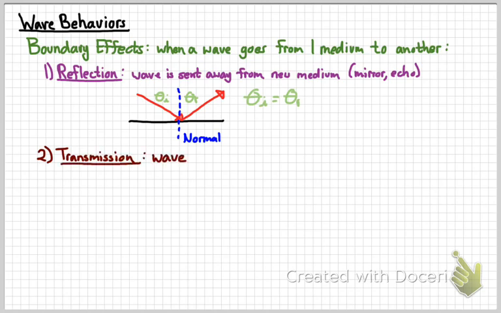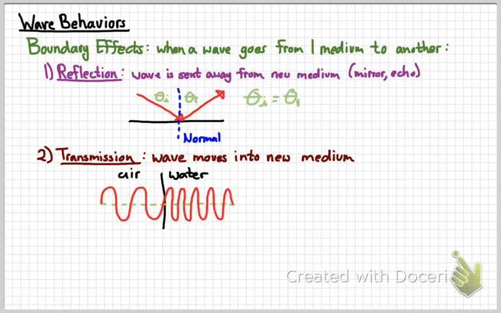The second thing that could happen is transmission. That just means a wave moves into the new medium, kind of like light going through a piece of glass. If you draw the wave, remember, because the medium controls the velocity, it's going to look different in one medium than it does in the next.